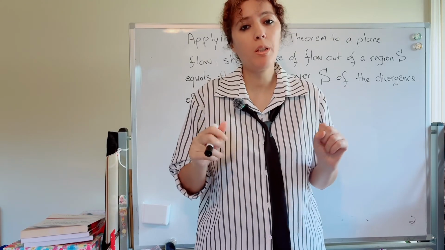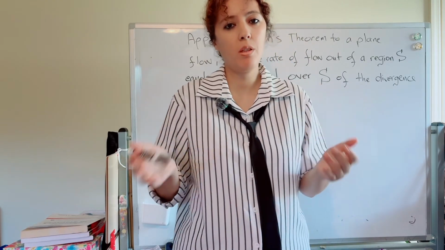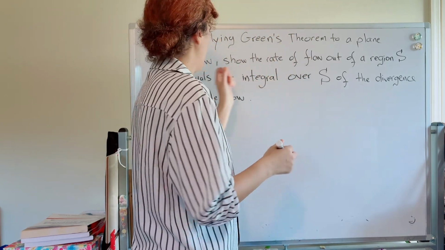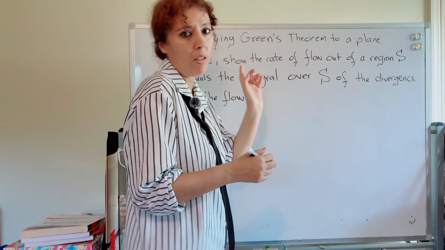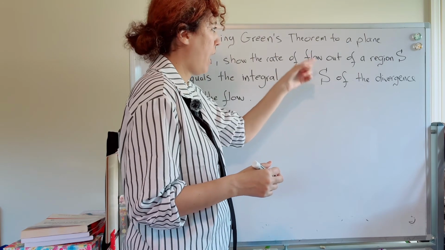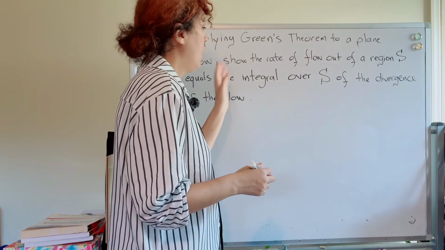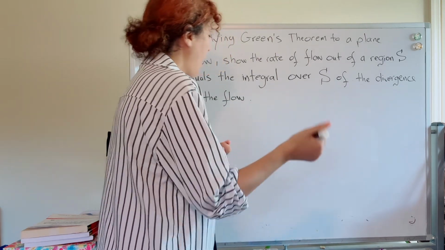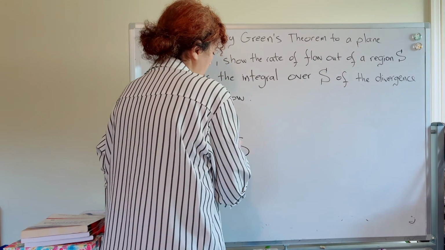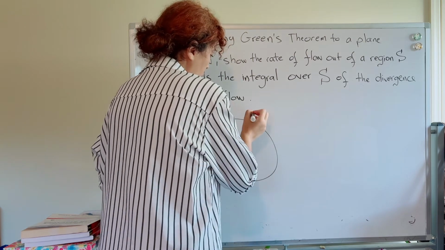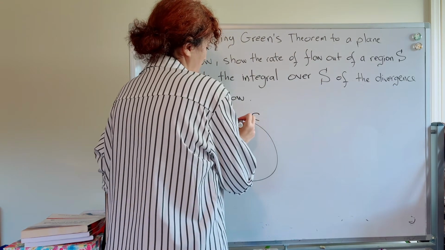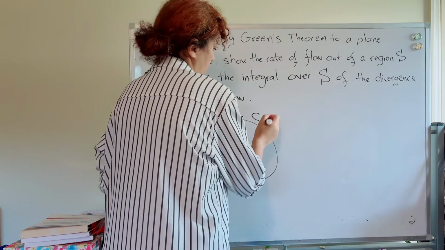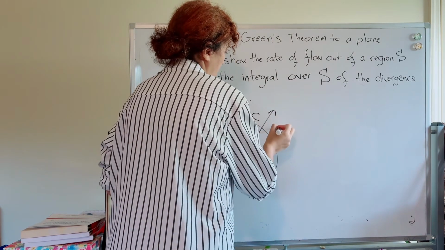Hello, in this video we're going to try to solve this problem about Green's theorem. What we're trying to do is apply Green's theorem to a plane flow to show that the rate of the flow out of a region S equals the integral over S of the divergence of the flow. So we have a region S that's surrounded by a curve C that goes counterclockwise. We have a flow through this region S, which we call F.